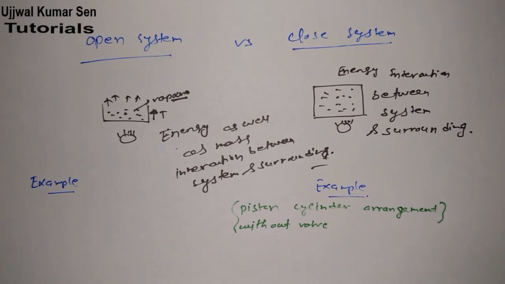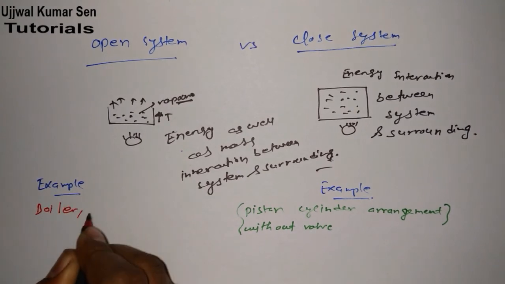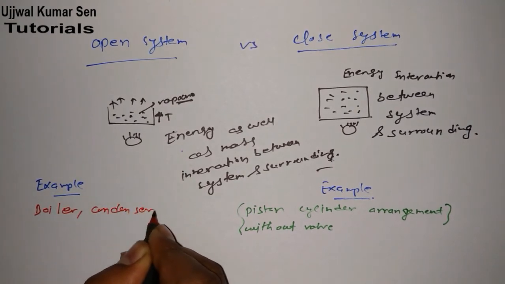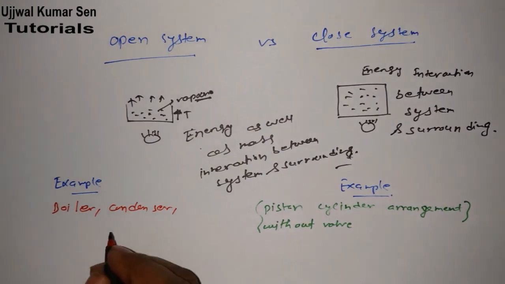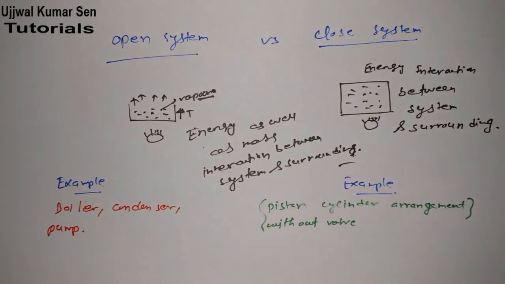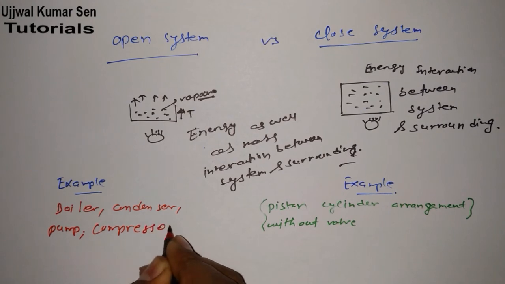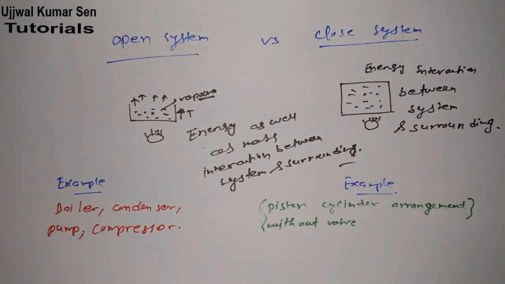Now we'll go for some examples of an open system: boiler, condenser. These are the most important devices in our daily life. Even for industrial purposes, we use a pump, just like a centrifugal pump, you can also say that. So compressor, these are all examples of open systems and closed systems, right?